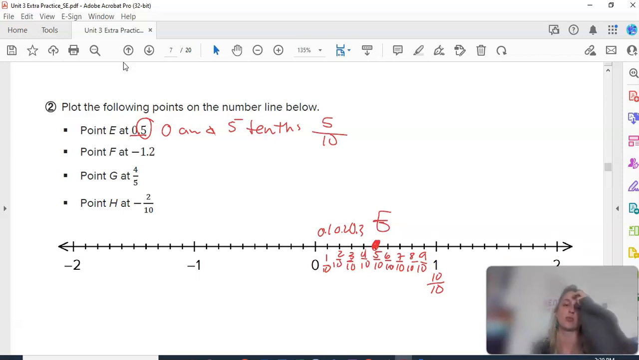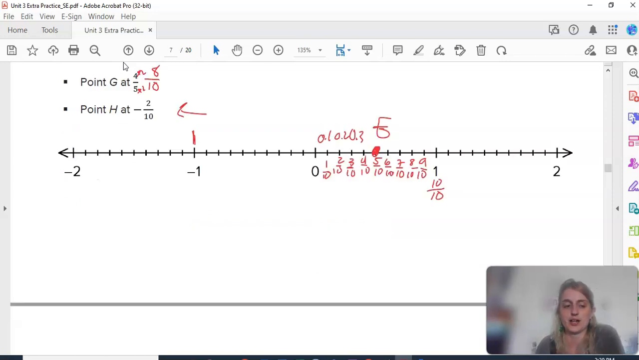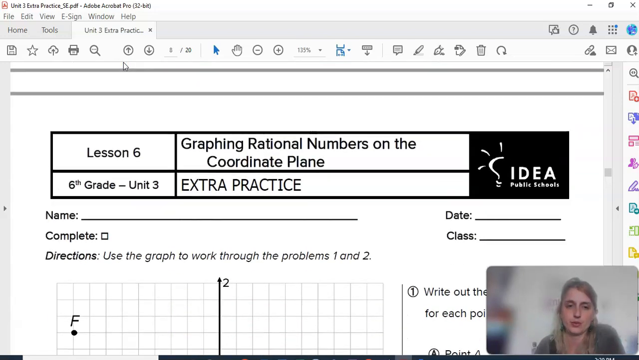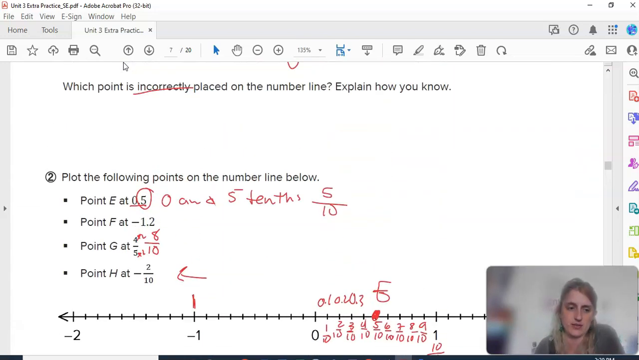Point F is at -1 and 2/10. Here's -1. Go 2/10 further to the negative side. 4/5, that's not in tenths. Oh, but we can change it. 4/5 is the same as how many tenths? 5 times 2 equals 10, so 4 times 2. Place G at 8/10.